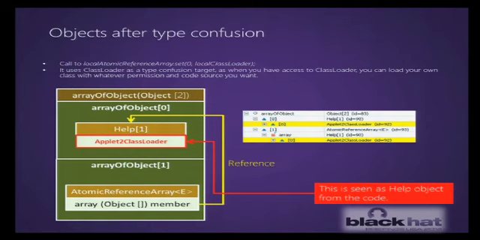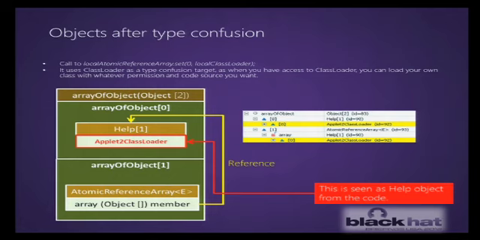The thing is that if you look at this, the debugging thing, you can see that both of these and these are replaced with apply2 class loader. And actually, they are the same because this is a reference. And the thing is that help array should contain help type there, but it's containing apply2 class loader type here. So this is type confusion.